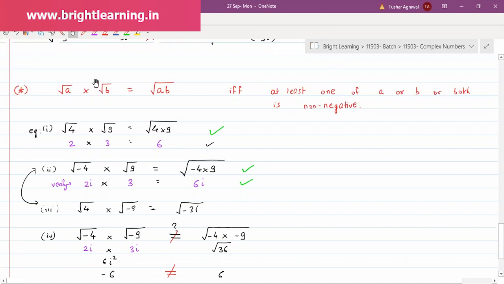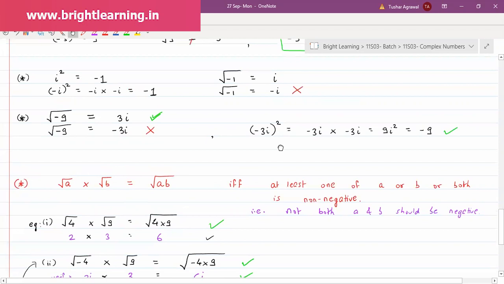So you say under root A into under root B equal to under root AB if at least one or both should be non-negative, or in other words, not both A and B should be negative. If both are negative, then the property fails. Is this property clear? This is a very important one.